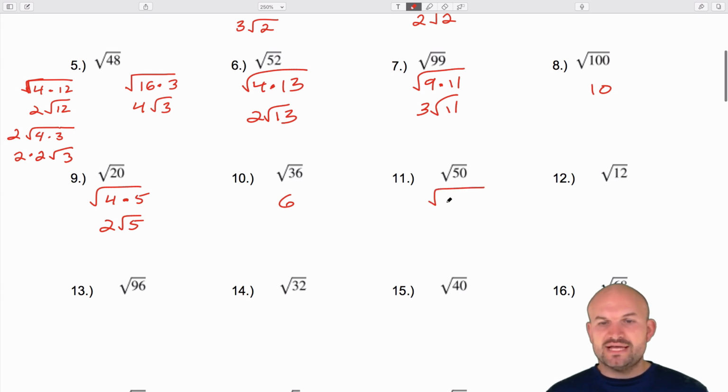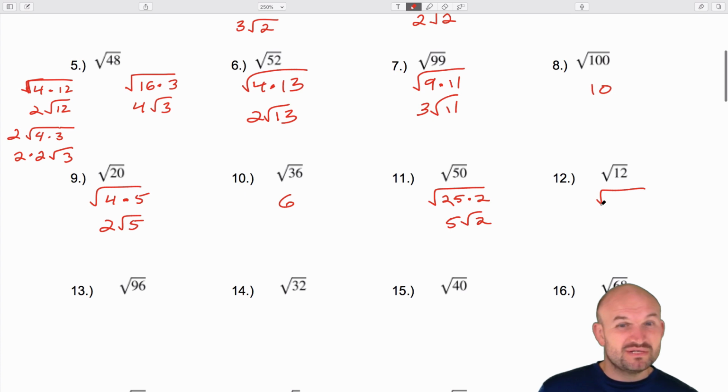50 can be broken down into, let's see here. 25 is a square number. So yeah, 25 times 2. So it'd be 5 radical 2. Let's see, this one can be broken. Could be 2 times 6, right? But 2 is not a square number.